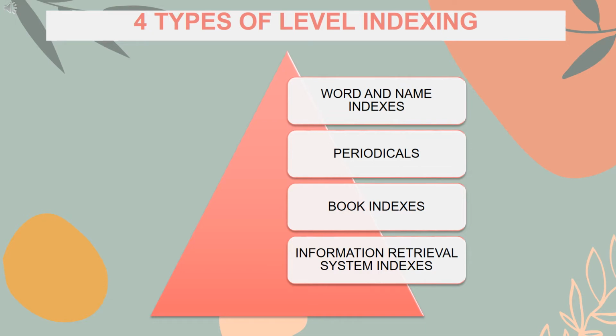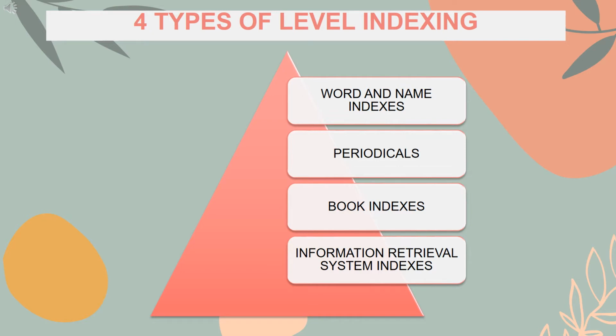Firstly, word and name indexes. They are called core condensers, indexing solely based on the actual words that make up the text. For example, individual names and words that the author used in the text. Secondly is periodical. Periodical is a current publication on multidisciplinary subjects. It is comprehensive and normally prepared by experts.